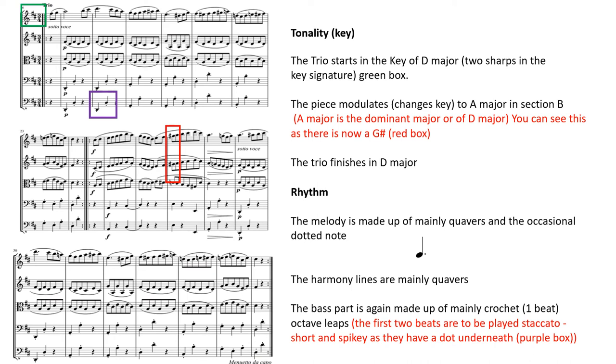The rhythm of the trio is mainly made up of quavers in the melody part and occasionally a dotted crotchet, which is the equivalent to three half notes. The harmony lines are mainly quavers, and the bass part is again made up of mainly crotchet or one beat octave leaps. The first two beats of each bar are to be played staccato in the bass part. Remember this term, it means short and spiky, as they have a dot underneath. We can see an example of this in the purple box.